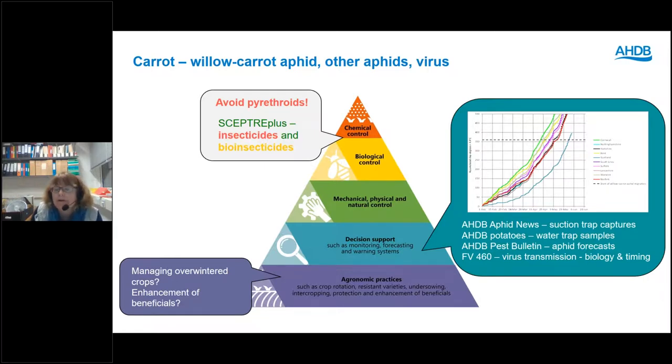Information for decision support is available from a number of sources, and the willow-carrot aphids are captured well by suction traps and water traps. There's a willow-carrot aphid forecast in the pest bulletin, and at the moment there's also an AHDB funded project, FV460, which we're working on in collaboration with Fera, which is to do with virus transmission by aphids, and it's focusing on their biology and therefore the timing of treatments. In terms of control, willow-carrot aphids have been a focus of SCEPTREPLUS work, and we've identified some useful actives. Just to flag up that, like peach-potato aphid, willow-carrot aphid is also resistant to pyrethroids now, so best to avoid them.